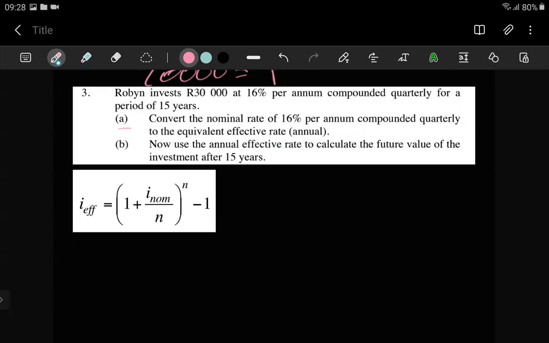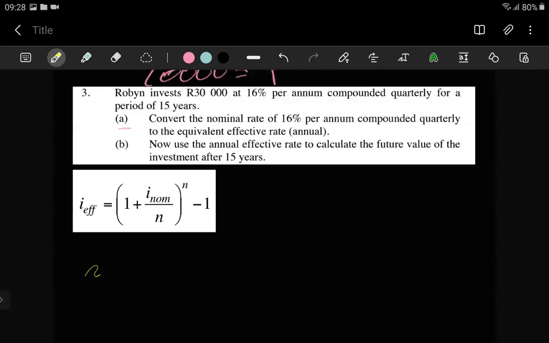So this kind of situation, you don't even need to stress about it. It's just a matter of using your formula. This is not on your formula sheet though, so you have to be careful. You can just remember it: it's 1 plus i nominal over n, to the power of n, minus 1. It's nothing difficult to remember really.